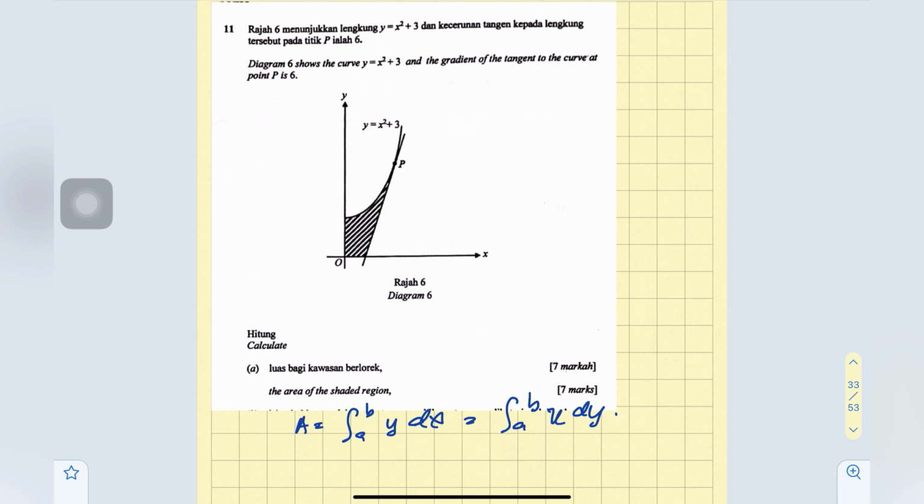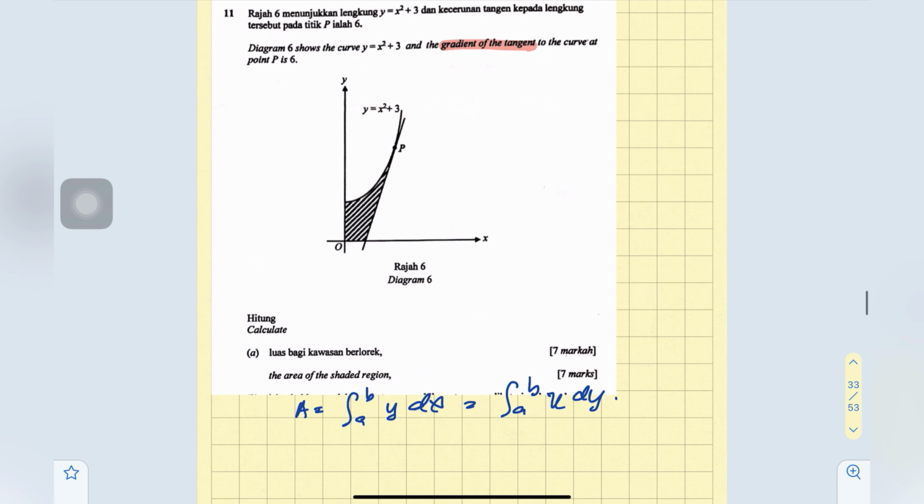Okay, so to find this area we need to know the limits. So first of all we need to find the limit. Here we need to find point P. Now, the clue is the gradient of the tangent. Gradient of tangent is dy/dx. So dy/dx equals 6.